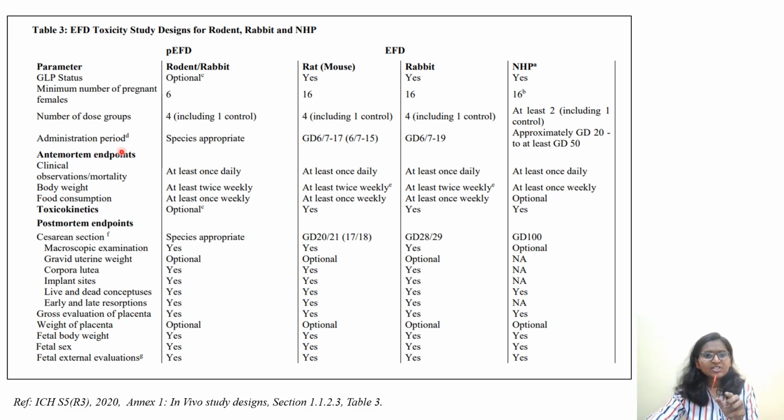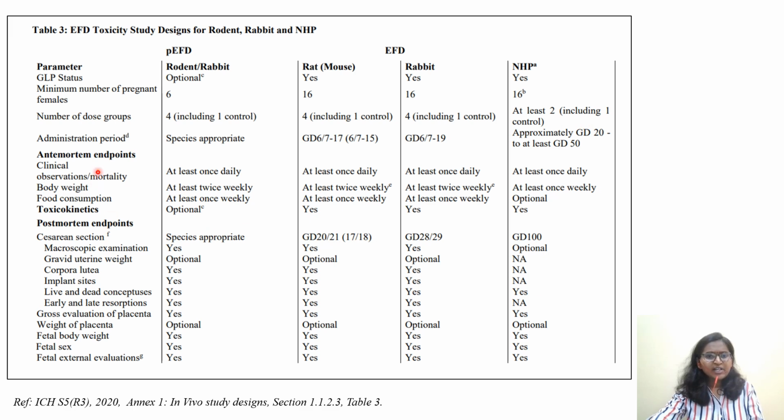Okay. Next, administration period. This is where the question comes. Our question is asked from this particular thing only. In the rat, it is gestation day 7 to 17, or 6 to 17. In the mice, it is gestation day 6 to 15 or 7 to 15. In the rabbit, gestation day 6 to 19 or 7 to 19. And in the case of non-human primates, approximately GD 20 to at least GD 50. So this is the thing that you have to remember. This is the key point from where the question was asked.